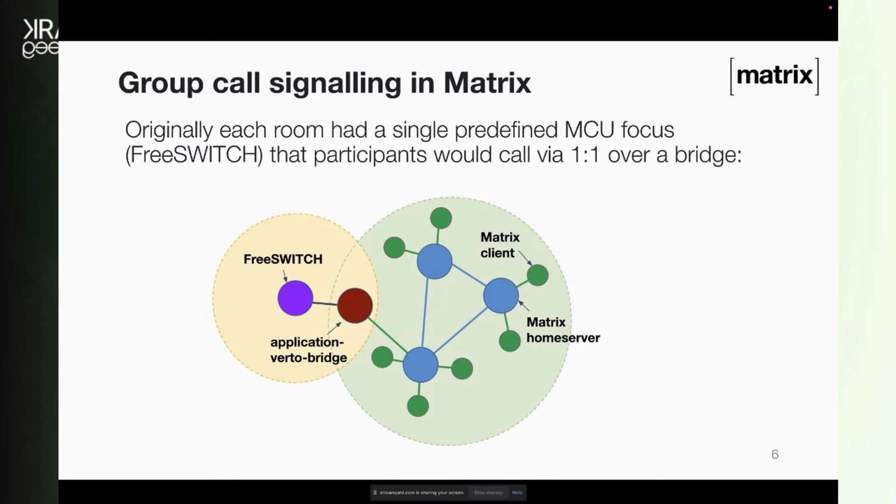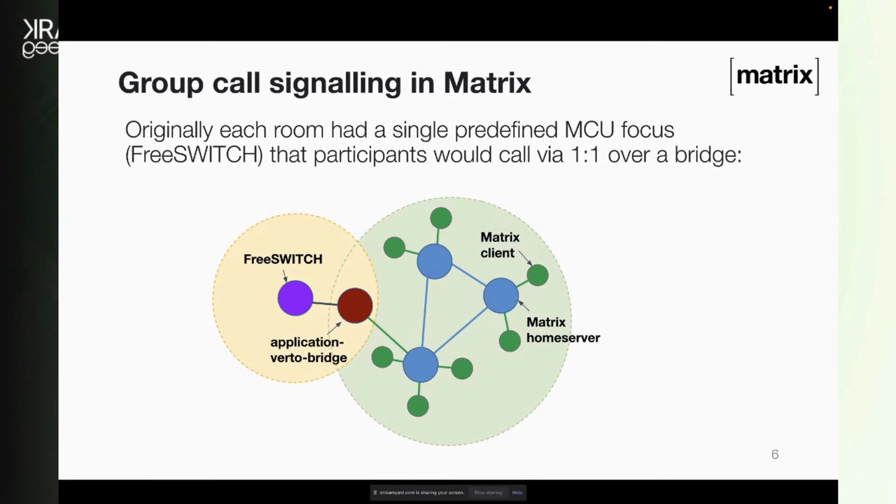which participants in that room would call over one-to-one via a bridge if they wanted to jump on a conference together. So you can see architecturally, the server had a bridge via Verto over to FreeSwitch. Everybody would jump on this. It's centralized, it's MCU, so it's old style mosaic conferencing.